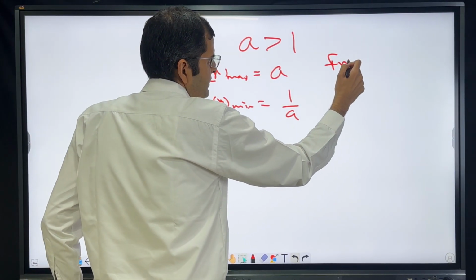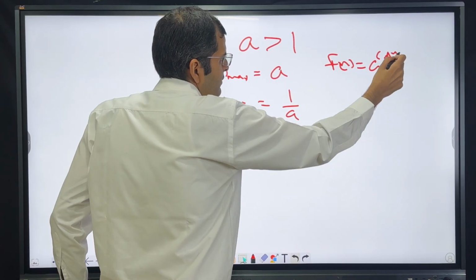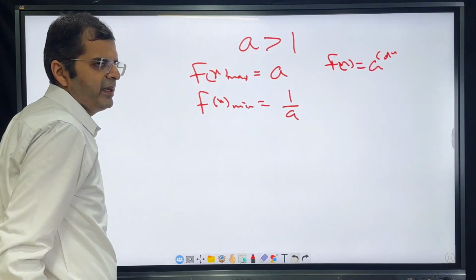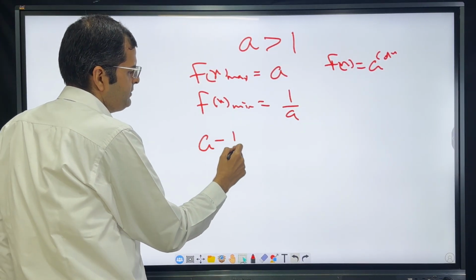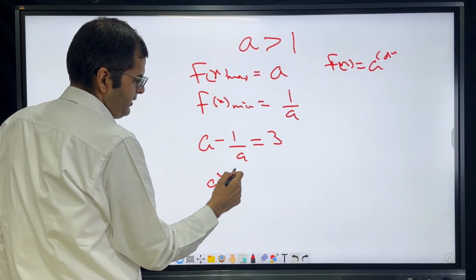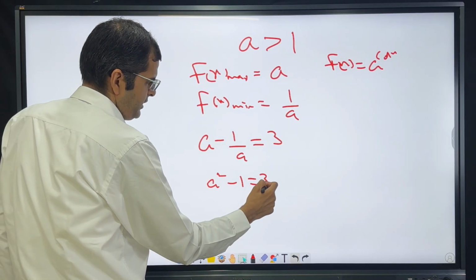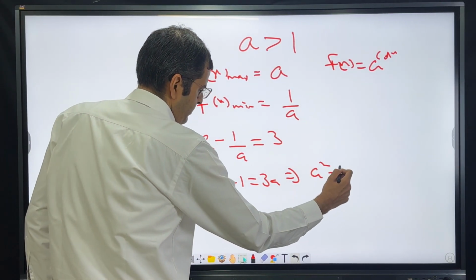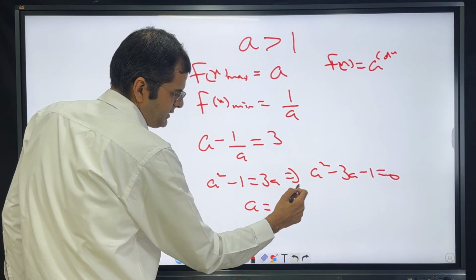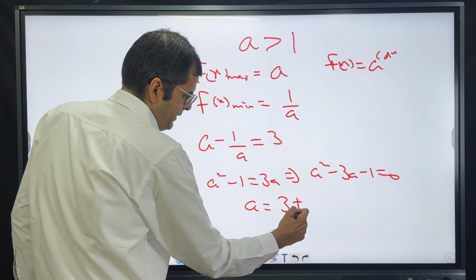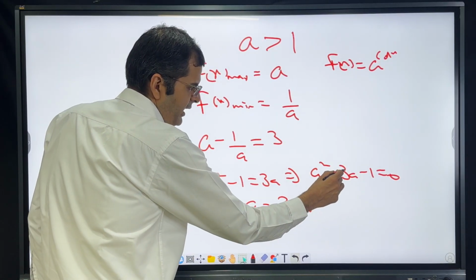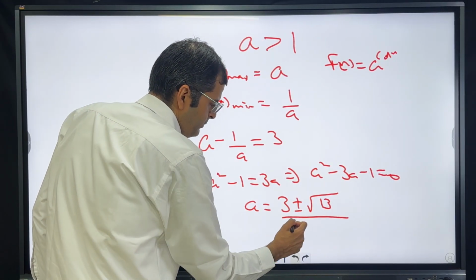Why? Because f of x is a raised to power cos x. When cos x is 1, f of x max occurs at a. When cos x is minus 1, the minimum occurs at 1 by a. So here the difference between a and 1 by a is 3. So this becomes a square minus 1 is equal to 3a, or you can say a square minus 3a minus 1 is equal to 0. Here a will be minus of minus 3, which is 3, plus or minus under root b square, 9 minus 4, under root 13 by 2.